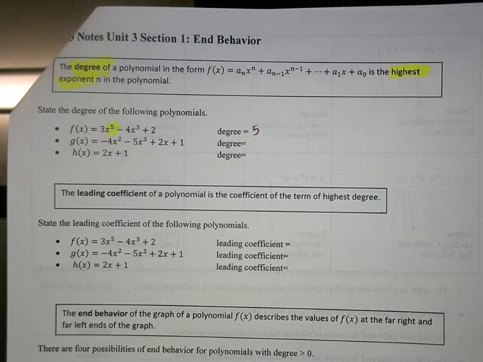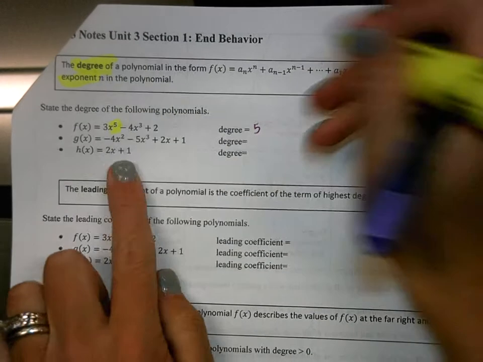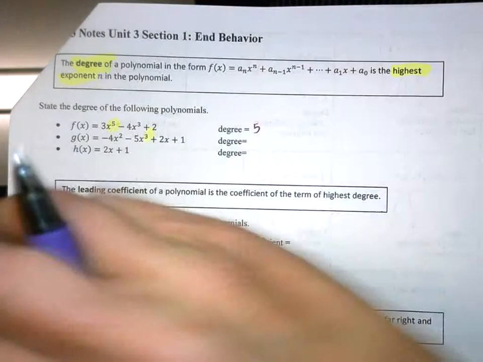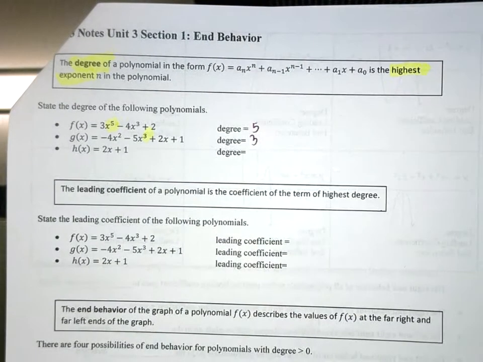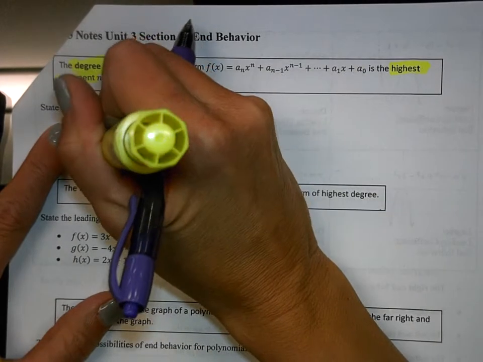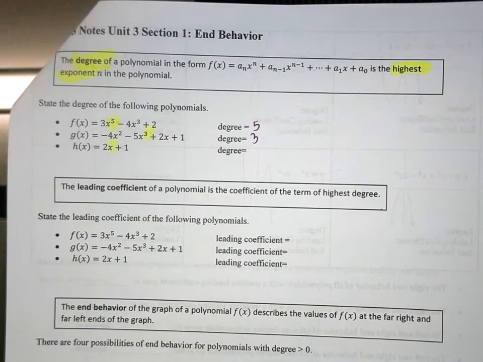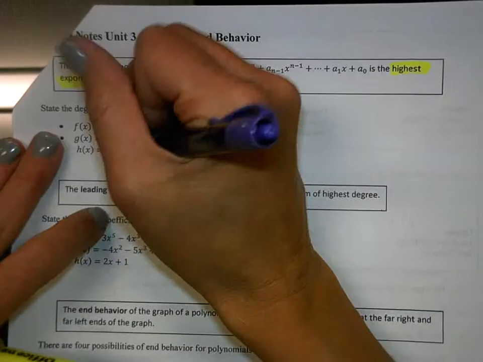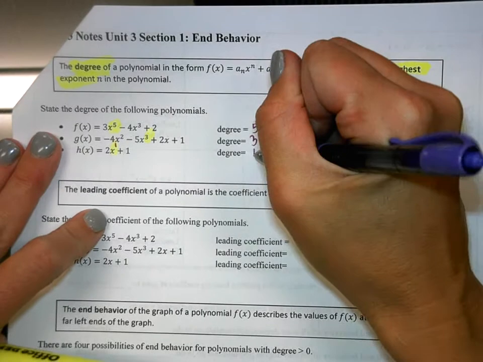On the g of x equation, what would be the degree? Very good. 3 is correct. And on the h of x equation, what would the highest exponent be? Yeah, so if there isn't an exponent there, but we have a variable, it actually has a degree of 1.